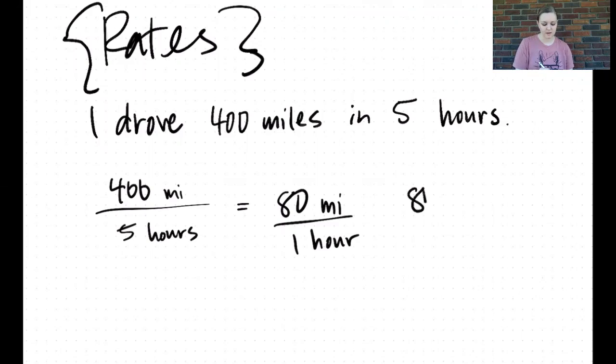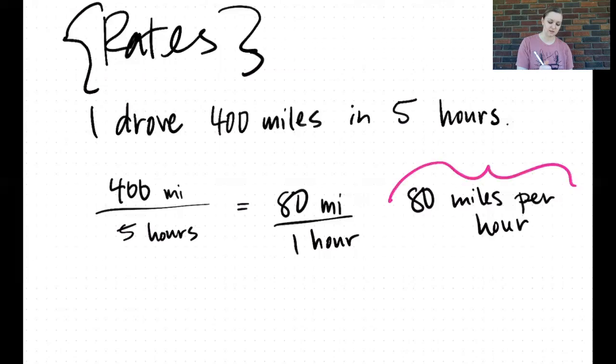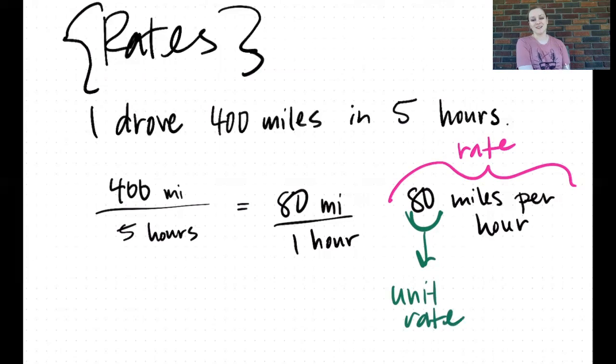Now, something that we need to talk about though. This is 80 miles per hour. This whole thing, the 80 miles per hour, is called a rate. But when they ask you for the unit rate specifically, they want just the number, just the value. So just the number 80 is considered the unit rate. Just some vocabulary for us to know.